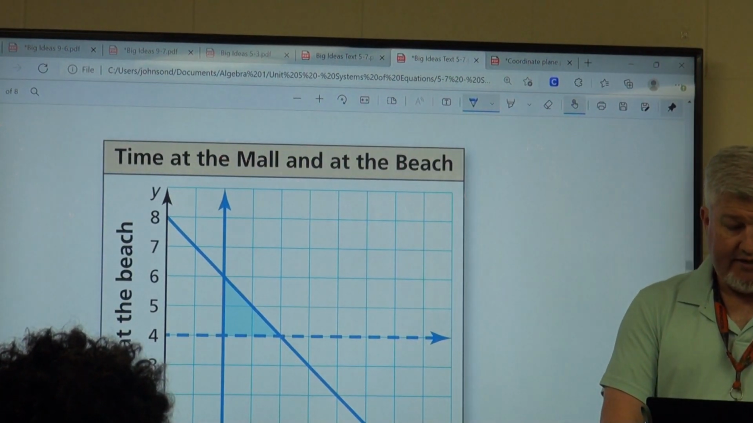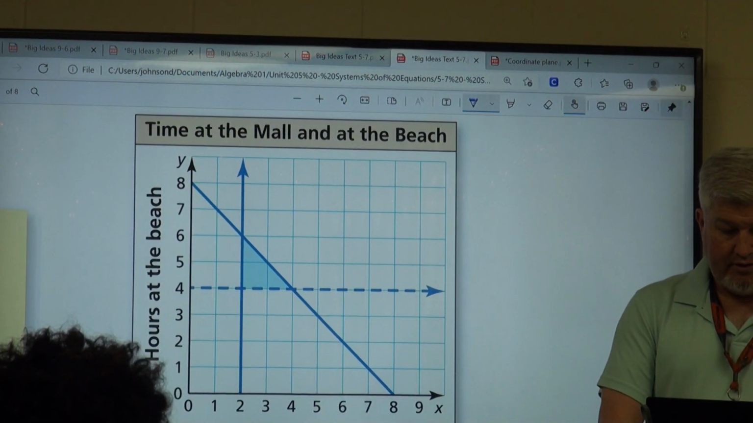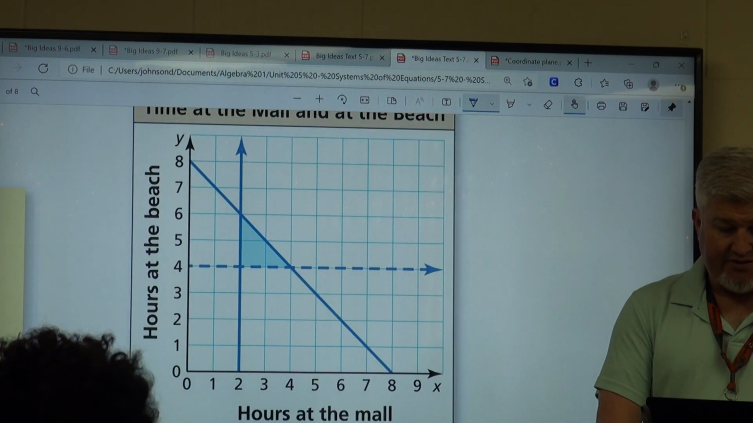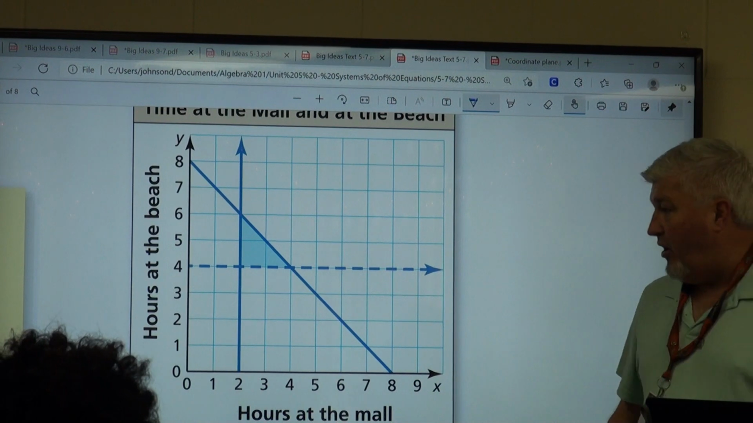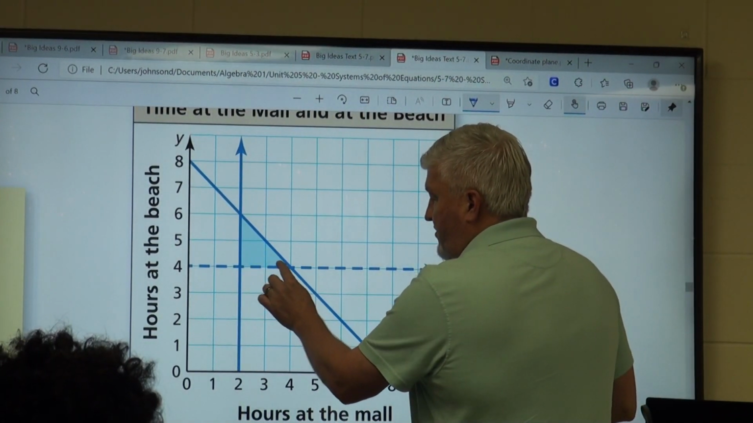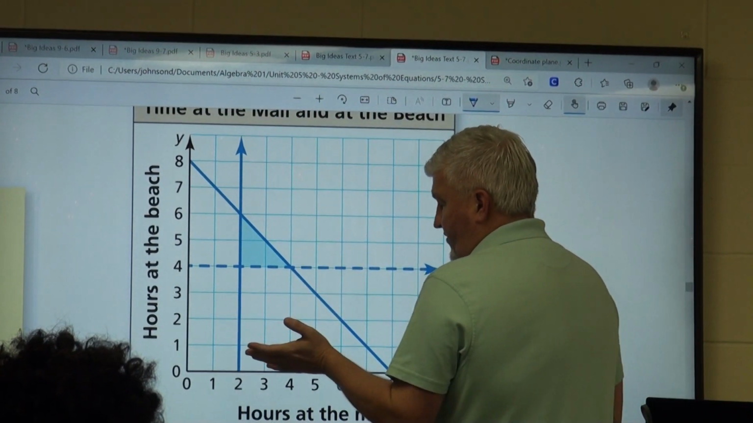And here's what that looks like. Time at the mall and at the beach. Okay? And so on the vertical line, the y-axis is hours at the beach, and on the horizontal axis is hours at the mall. When you graph each of those, it gives you the solutions of what will possibly fit all limitations of this graph.